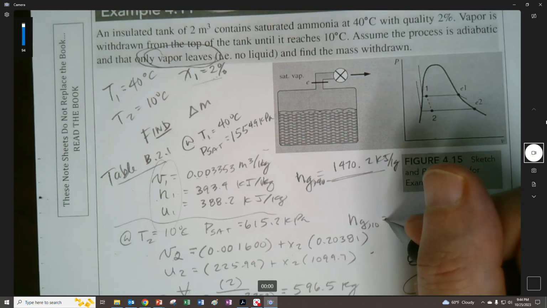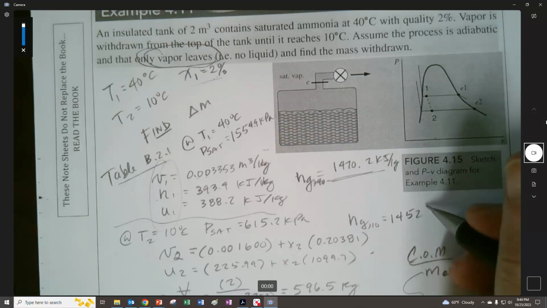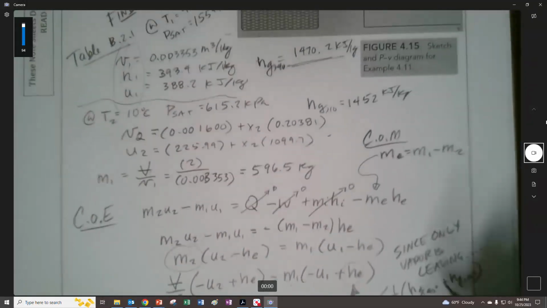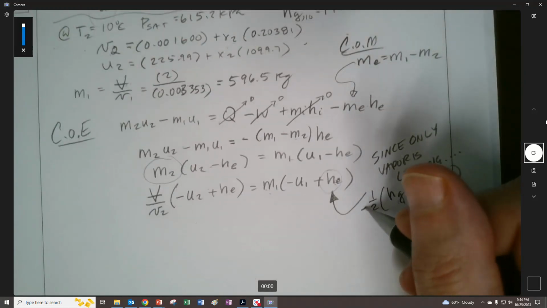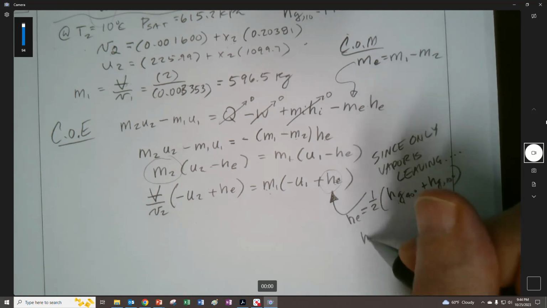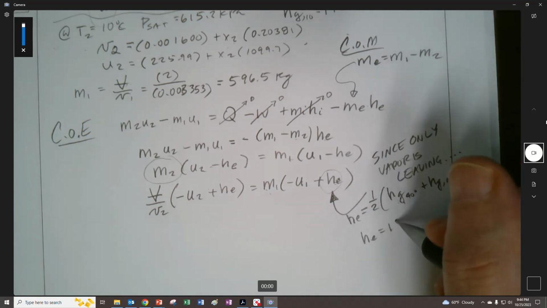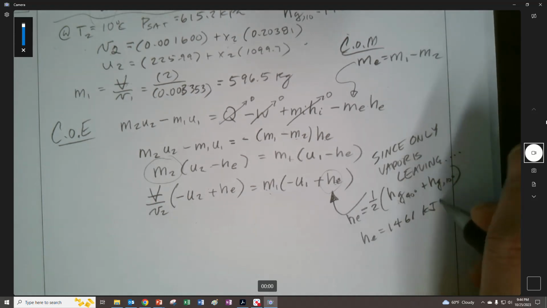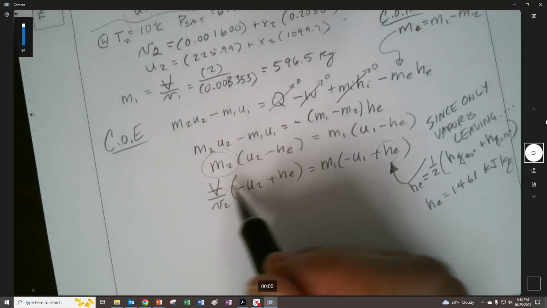Somewhere in here, I think I got it: 1,452 kilojoules per kilogram. So down here, we could take this one plus that one, take half of it, and say that u is going to be the average of those two. Unfortunately, they're not that far apart, so 1,461 kilojoules per kilogram. All right, so now that we have these values, we can go ahead and put them into place.